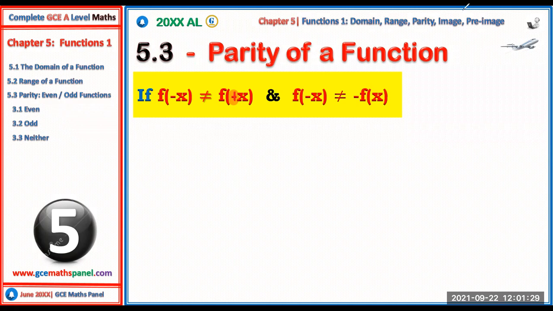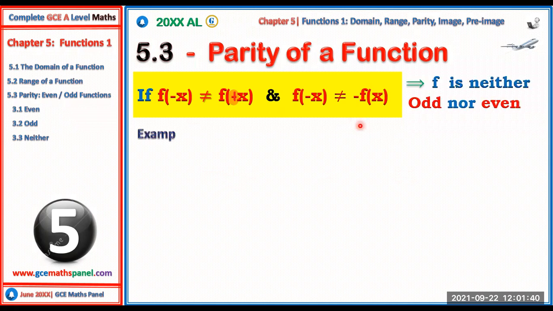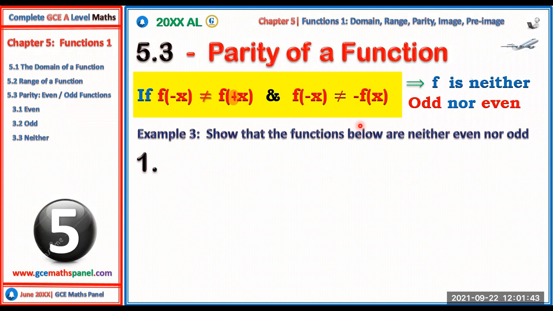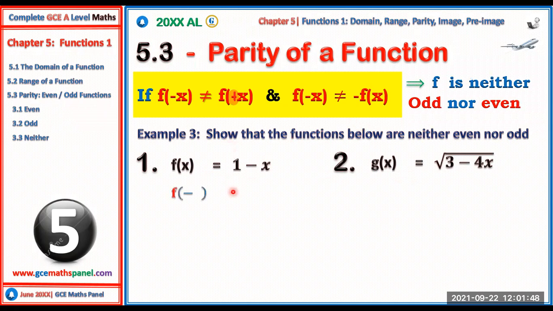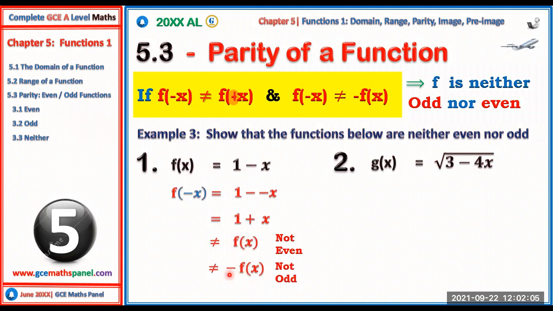So let us see an example of a case like that. So f is neither even nor odd. Example, we have to show that the functions below are neither even nor odd. So we have these two functions. Let's start with the first one. Let's look for f of minus x. f of minus x is equal to 1 plus x. This 1 plus x is not equal to f of x, so this function is not even, and it is not equal to minus f of x either, so it is not odd. Therefore, this function is neither even nor odd.